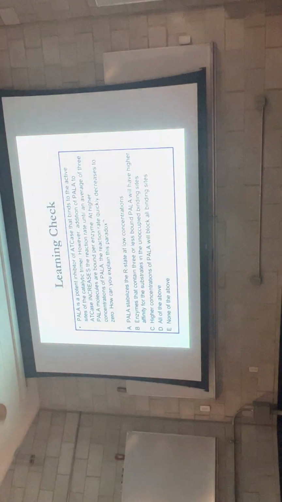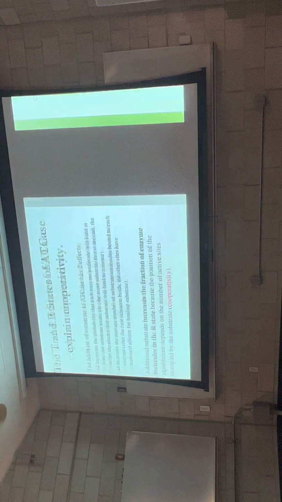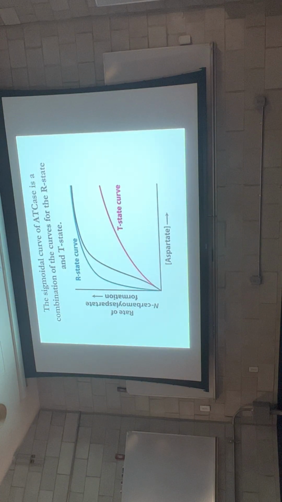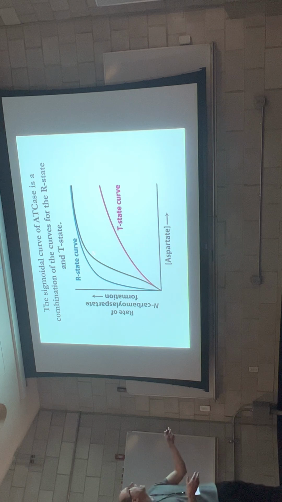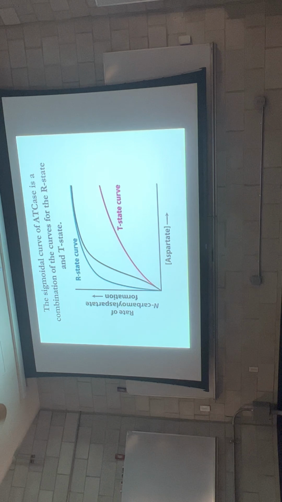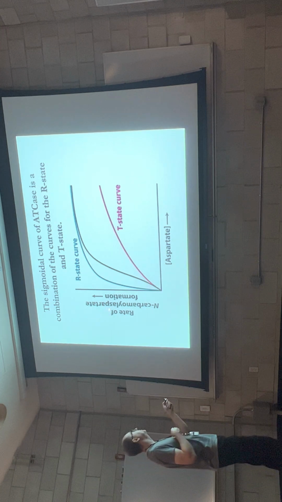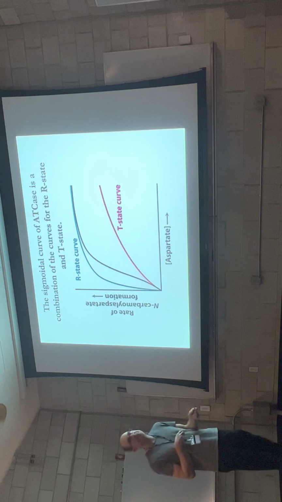All right, let's keep going now. At this point, we've now beaten this to death, right? So the T and the R state explain cooperativity. And now what I want to do is look at a graph that first explains why we get the black curve, the sigmoidal curve. That is the curve that we observe that shows the relationship between the initial velocity of an enzyme that displays cooperative ligand binding and the concentration of substrate.